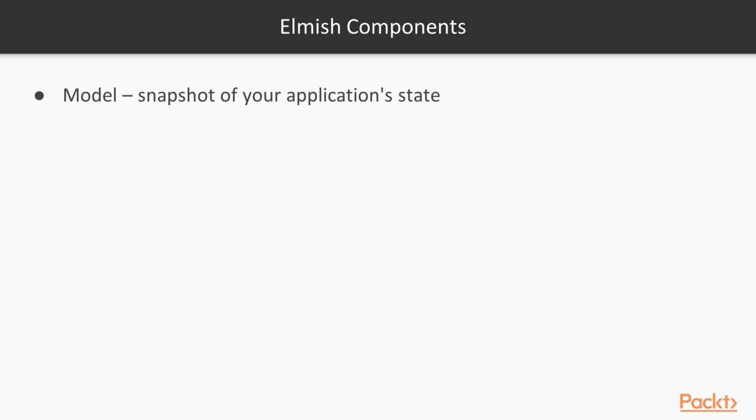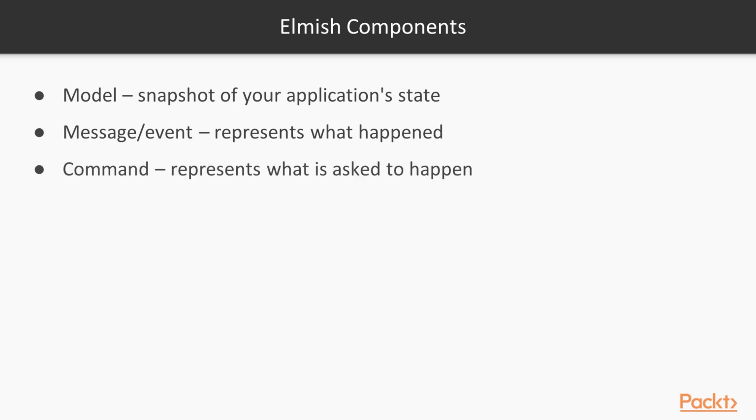If we review Elmish components, we have a model which represents a snapshot of your application state. Then we have messages and events, which represent what actually happened in the past. And the command represents what is asked to happen. The difference between event and command is similar to the case that we have seen in the actor model.